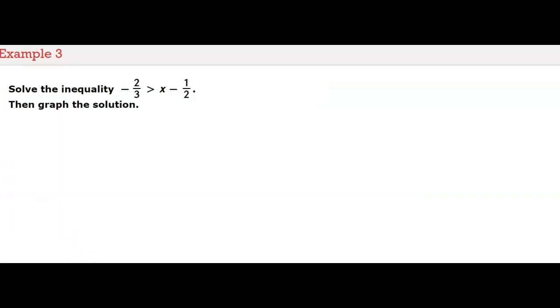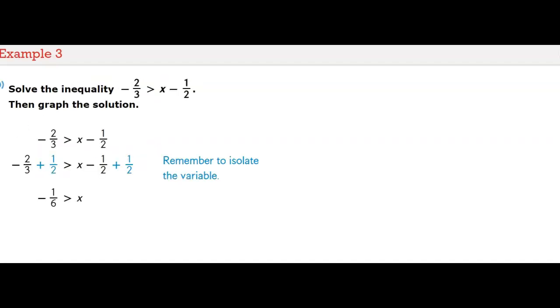Solve the inequality negative 2/3 is greater than x minus 1/2. Then graph the solution. Negative 2/3 is greater than x minus 1/2. To solve, we would take the minus 1/2 and we're going to get our variable by itself by adding 1/2 on both sides. And then negative 2/3 plus 1/2 is equal to negative 1/6, and that is greater than x.